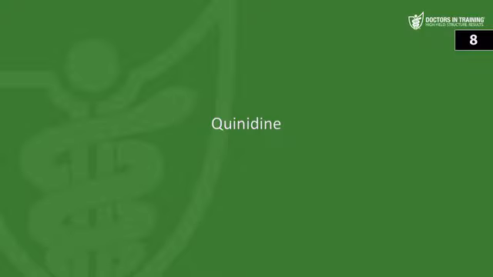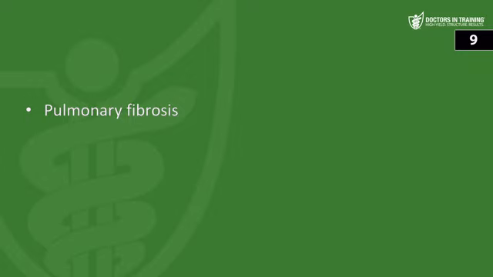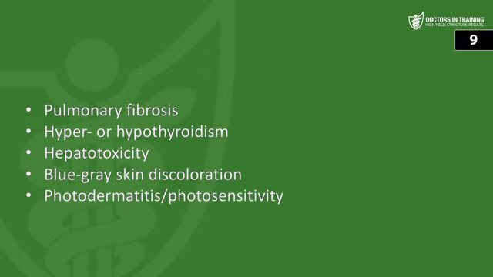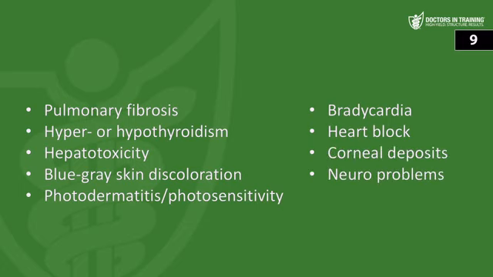Next, which antiarrhythmic has the side effect of cinchonism? So remember, that's going to be quinidine. Next, what are the potential side effects of amiodarone use? So pulmonary fibrosis, hyper or hypothyroidism, hepatotoxicity, blue-gray skin discoloration, photodermatitis or photosensitivity. It can cause bradycardia, heart block, corneal deposits, neurological problems, and constipation. So a ton of stuff.